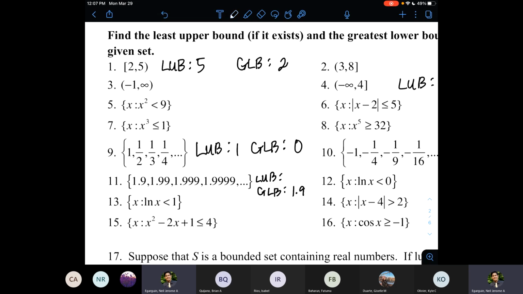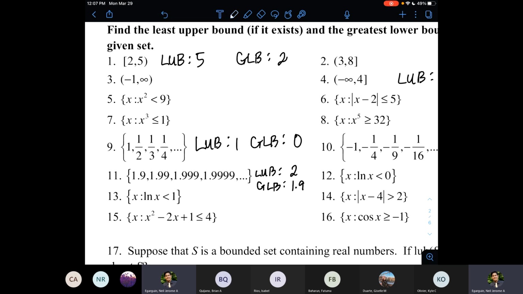Christina, you're correct. The least upper bound here is 2. Because definitely, if the pattern goes on, 2 would be larger than everything inside the set. But if you go slightly to the left of 2, then it won't be an upper bound anymore, right? Because the elements in the tail end of this sequence have so many nines in them.